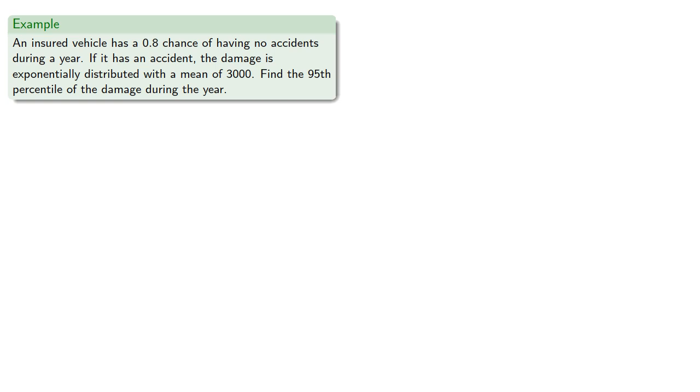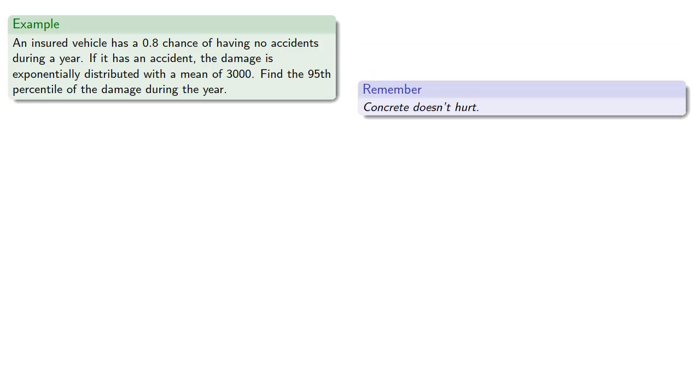An insured vehicle has a 0.8 chance of having no accidents. If it has an accident, the damage is exponentially distributed with a mean of 3,000. Let's find the 95th percentile of the damage. So remember, concrete doesn't hurt.